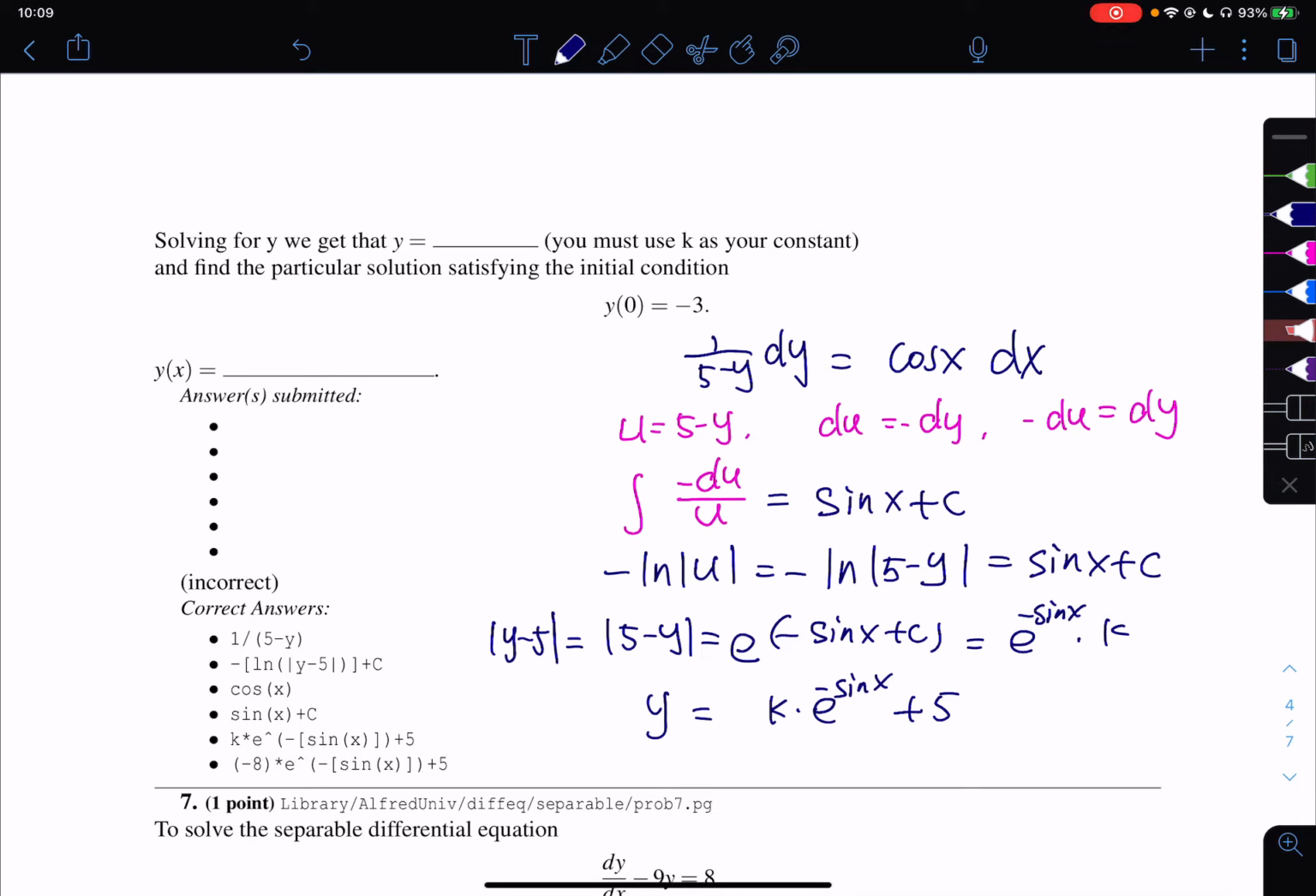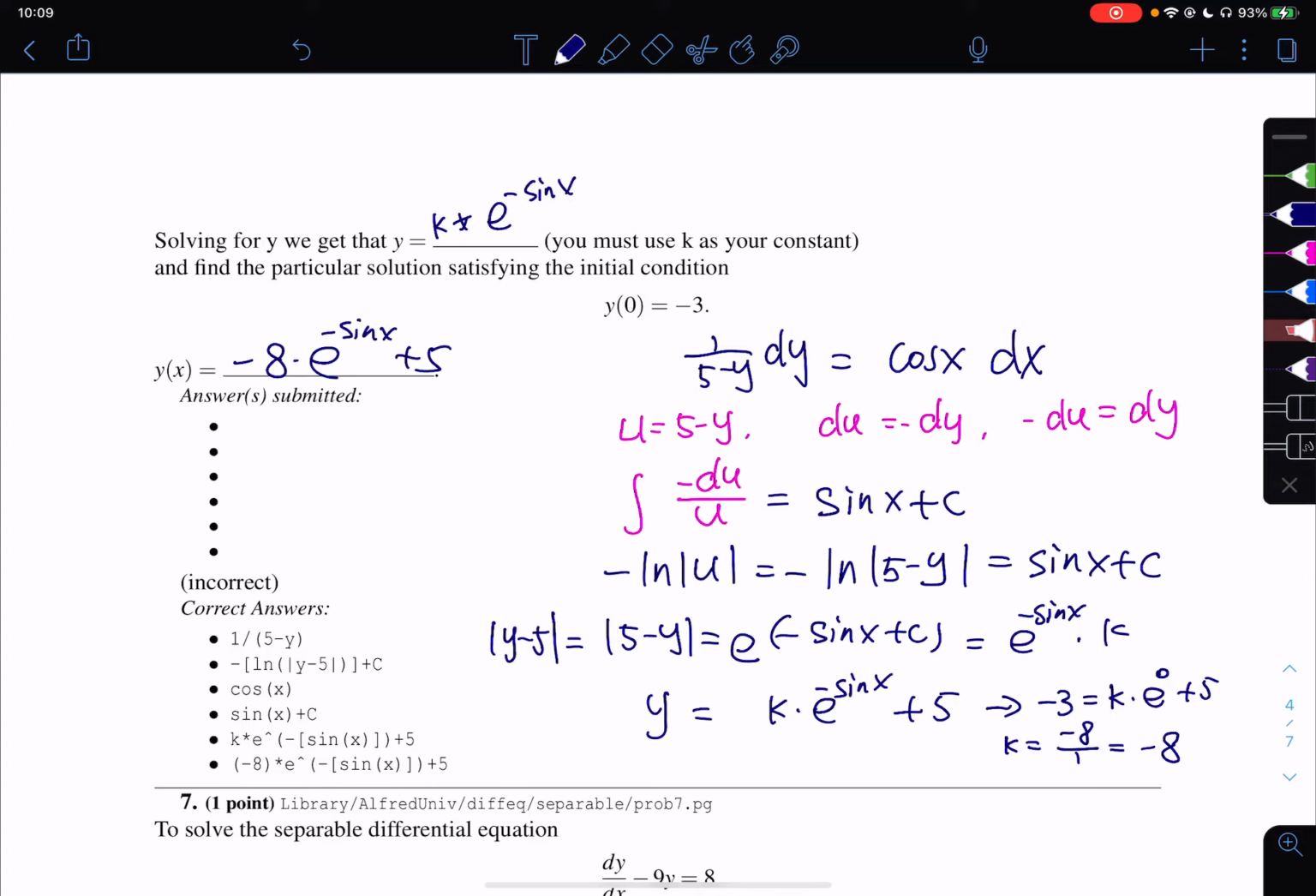The next thing is to substitute your initial condition. So negative 3 is k times e to the 0 plus 5. So you can find your k, which is negative 8 divided by 1, so it's negative 8. So what you are going to end up with is a solution of negative 8 e to the negative sine x plus 5. Your solution y earlier is supposed to be k times exponential of negative sine x, and then you add a 5 to it.